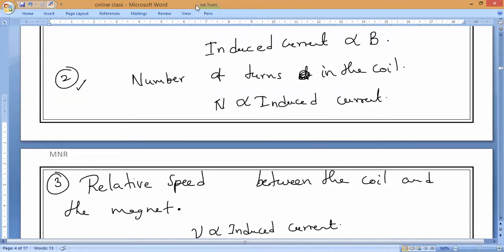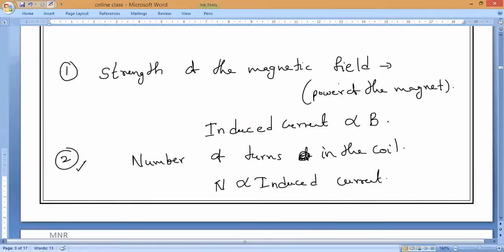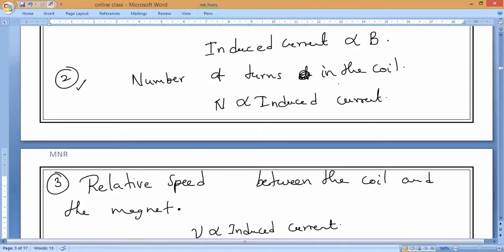Any doubt, anybody, you can ask me. So this is what you have to remember, all of you. Karthikeyan, hope you all understand this. So these are the three factors by which we can increase the induced current, and the conclusions made.